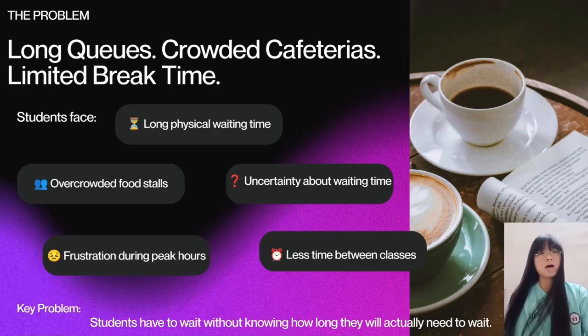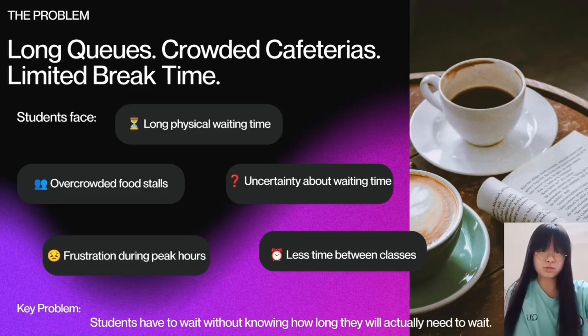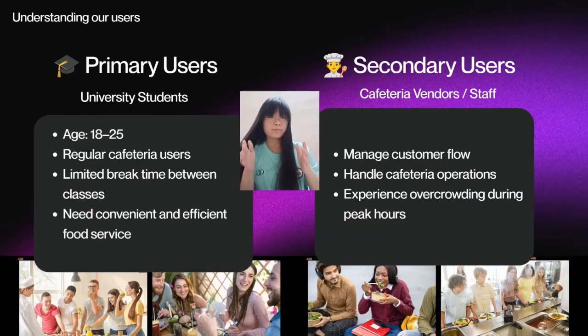Imagine having only 30 minutes for lunch but spending half of that time just waiting for food. This can create frustration and reduce the time students actually have to eat and rest. In some situations, it may even affect their punctuality and focus when they return to class. Therefore, the key problem we need to identify is that students have to wait without knowing how long they will actually need to wait.